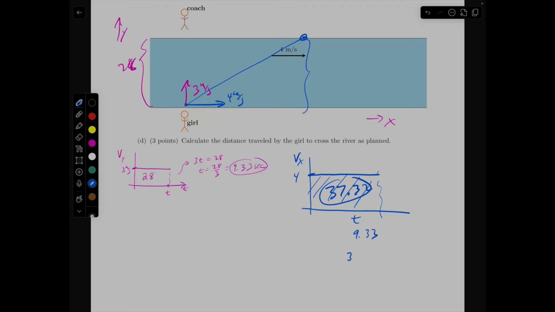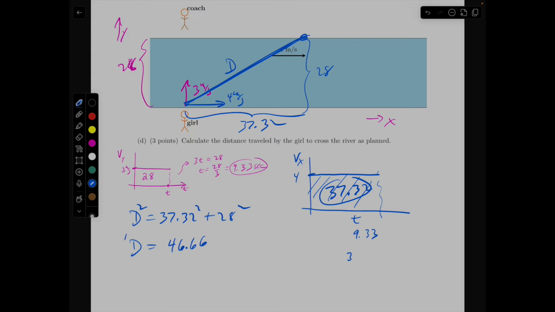So by the time she gets across the river, she's going to have moved across the river a distance of 28, and down the river, she's going to have moved a distance of 37.32. So if we're looking for the distance that she traveled relative to the shore, we'll just call it capital D. So D squared is equal to 37.32 squared plus 28 squared. So that means D, I'm going to just do this in the calculator, comes out to be 46.66 meters. And that's how far she'll have gone.